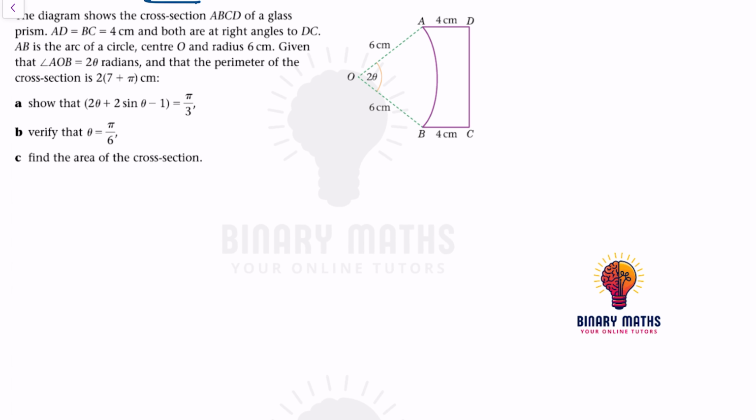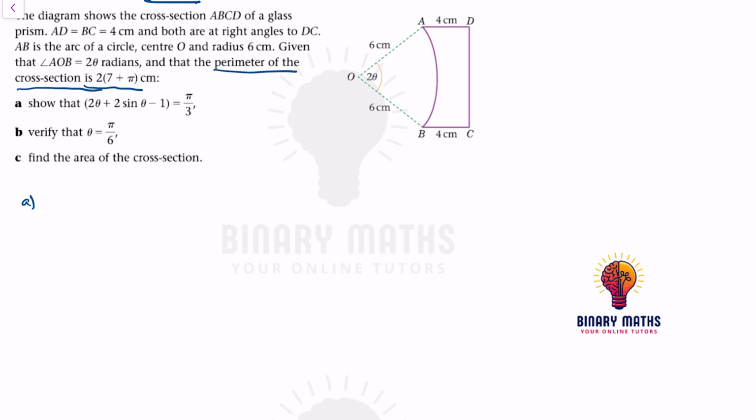The diagram shows a cross-section ABCD of a glass prism. AD is equal to BC, which is equal to 4 centimeters, and both are right angles to DC. AB is the arc of a circle, center O and radius 6. Given that angle AOB is equal to 2 theta radians and the perimeter of the cross-section is equal to 2 times 7 plus pi, show that this is true.